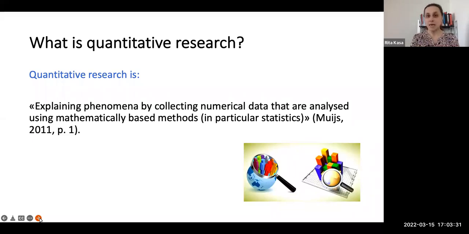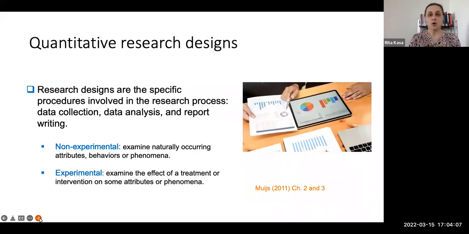They are mathematically based, but I would like to say that it's not the same. Doing statistical data analysis is not the same as doing the mathematics problems that you remember doing back at school. So I would like to highlight this distinction. And this is the focus of quantitative research, to explain and describe the social world using numbers, and analyze these numbers using statistical methods.